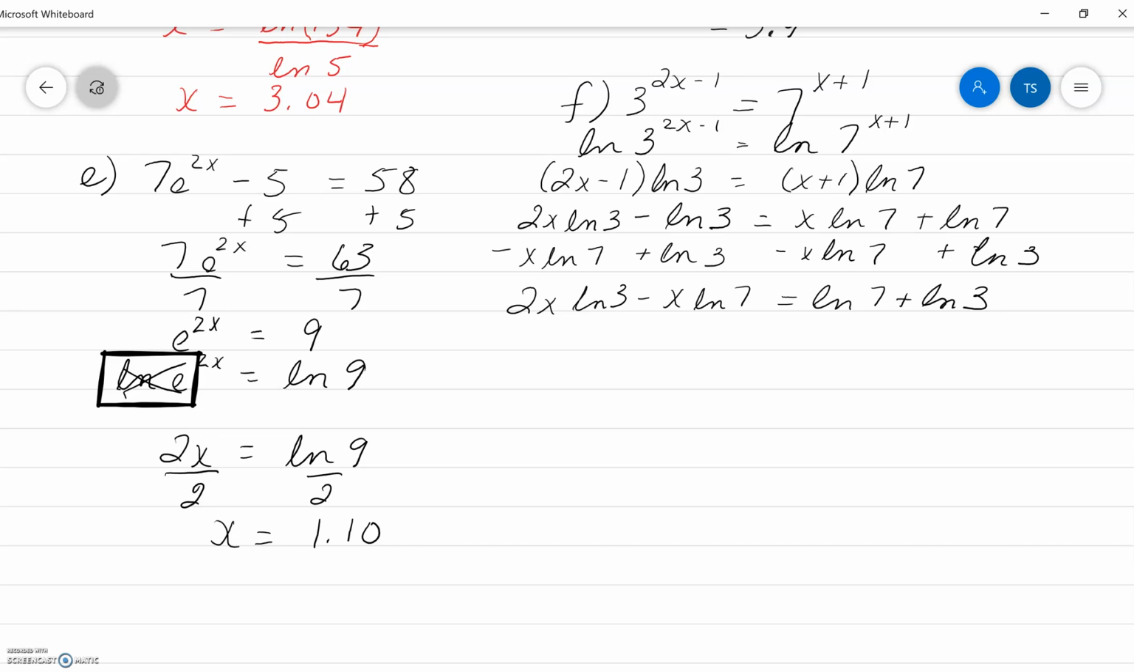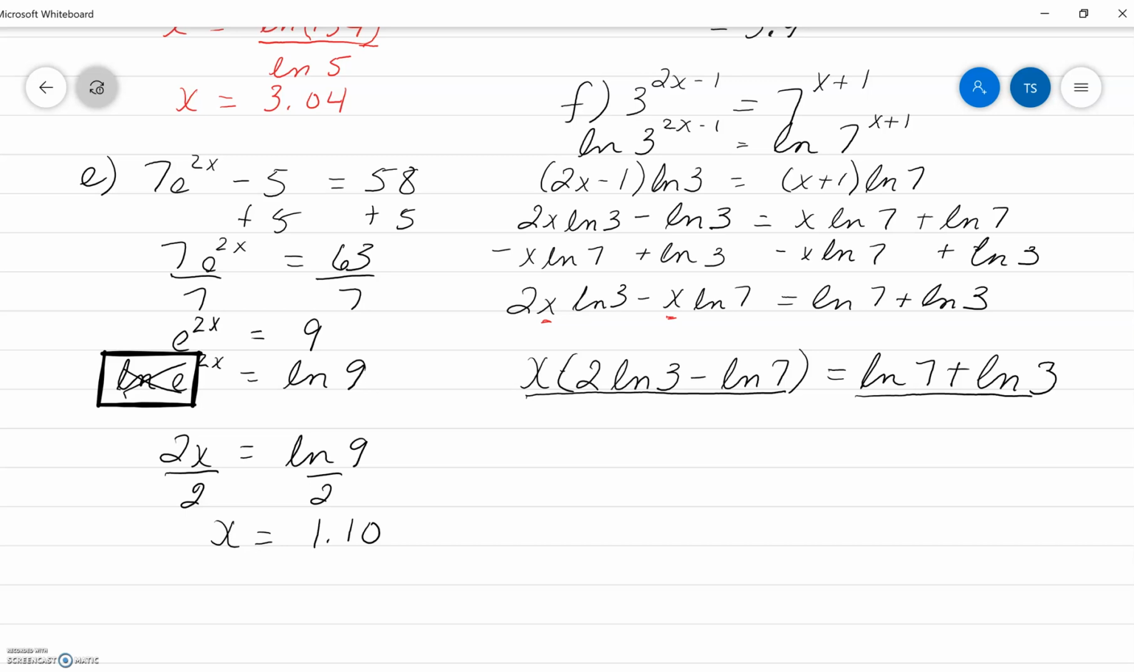Now, I've got an x here and an x here. So my favorite F word is factor. So that's what we're going to do. We're going to factor that x. Okay, so x and then parentheses 2 natural log of 3 minus a natural log of 7. Oh, that's just a number. I can divide by that, right? Well, that's going to be our next step. Notice I'm not touching the calculator till the very end. So now I'm going to divide both sides by that 2 natural log of 3 minus the natural log of 7.